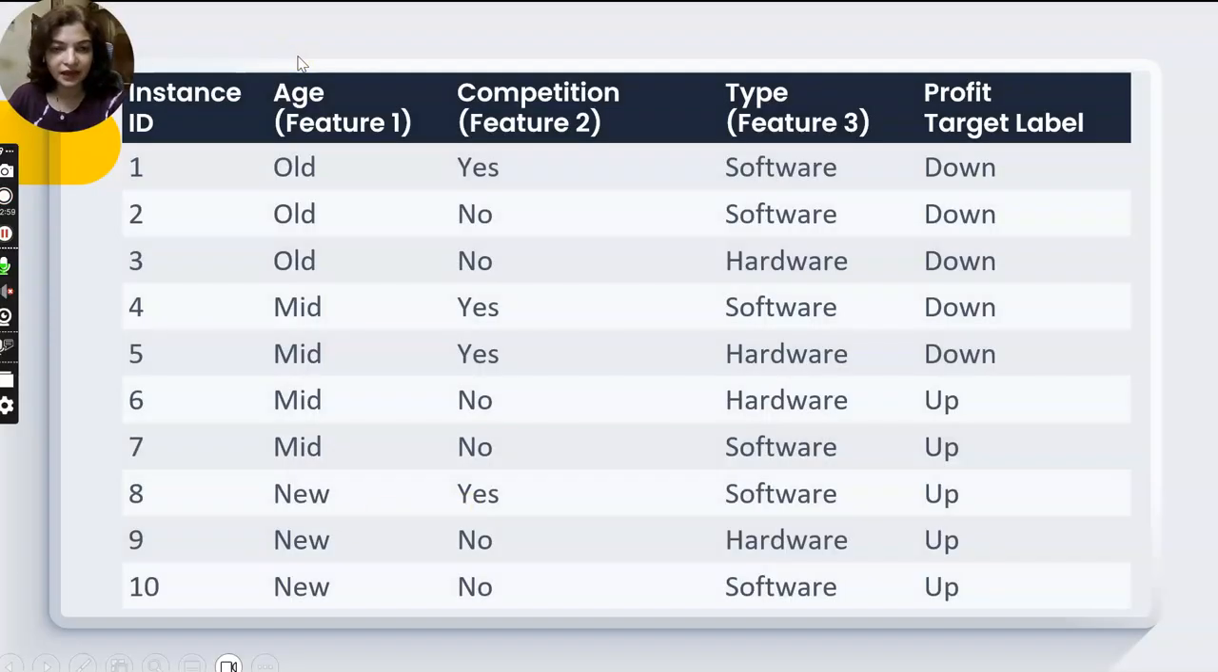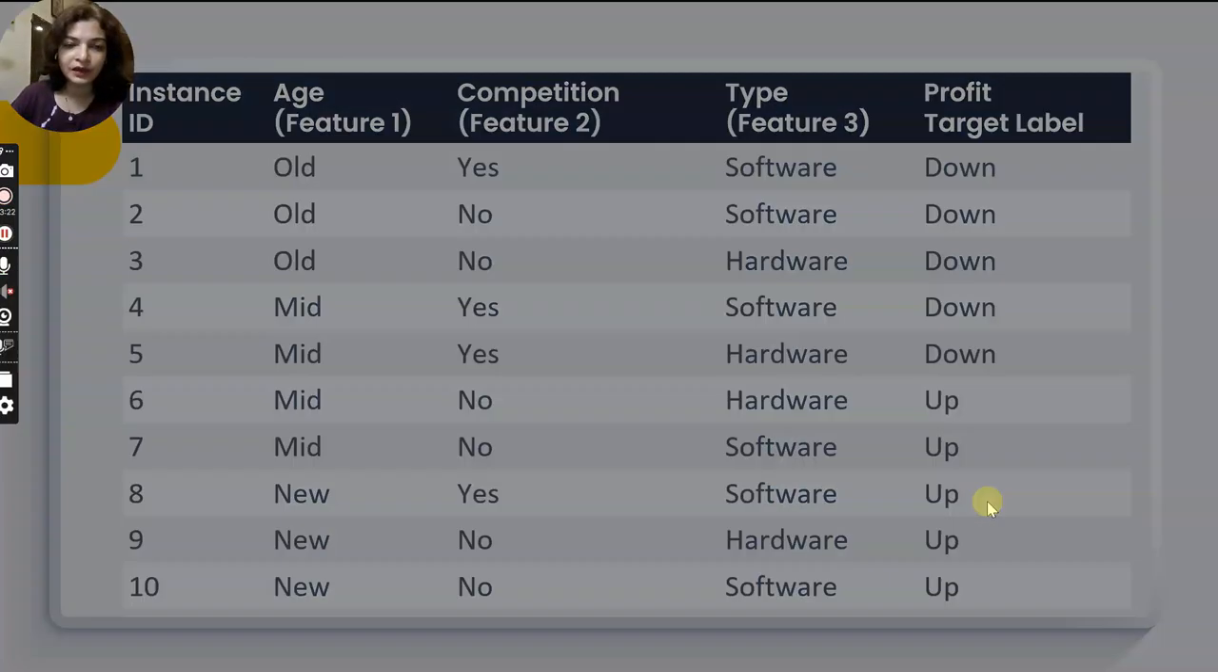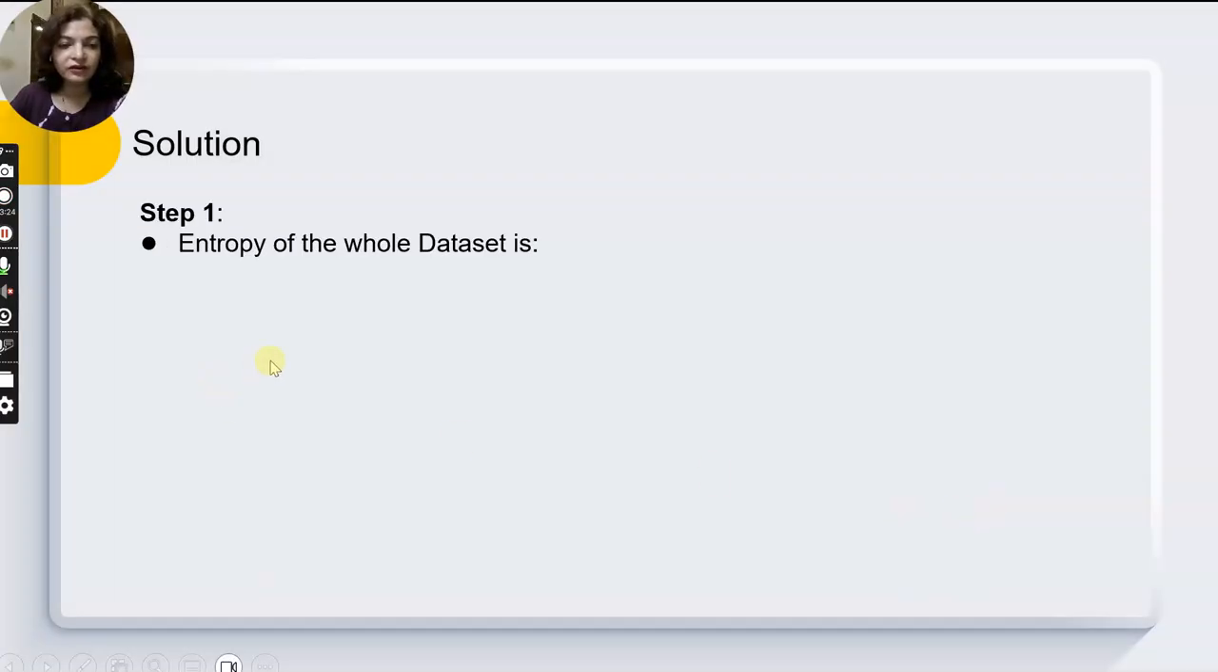Okay, let's take a problem and understand how decision tree algorithm works. Now, let's say this is the data set that we'll be using. And these are the features. We have age, competition, type, feature 1, feature 2, feature 3. And the last one, profit, is our target, that is the output. The output, as we can see, has two values, down and up. So it's a binary classification problem. So let's start with the solution.